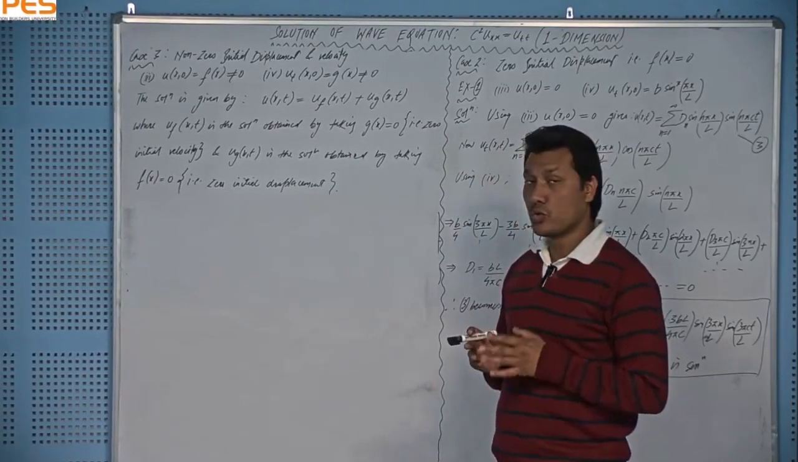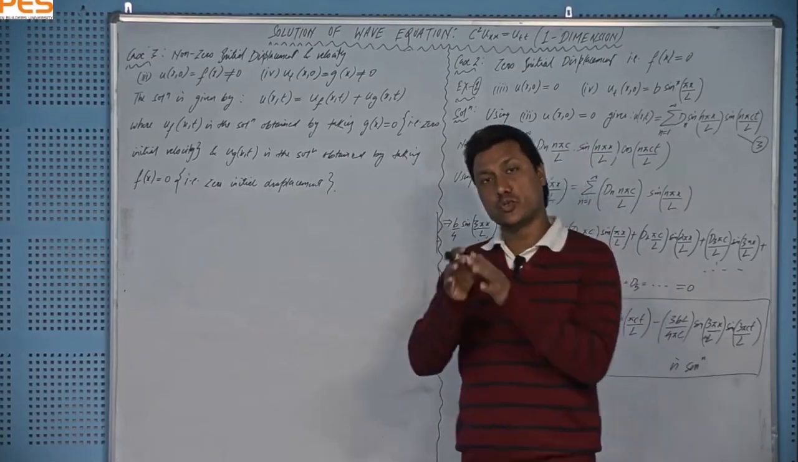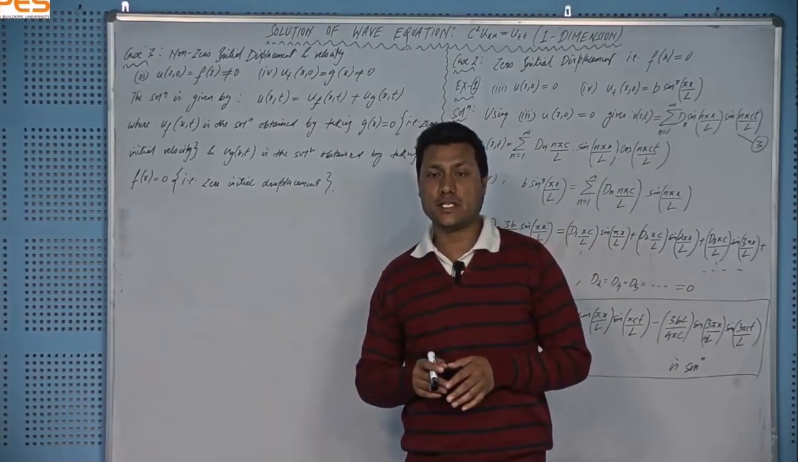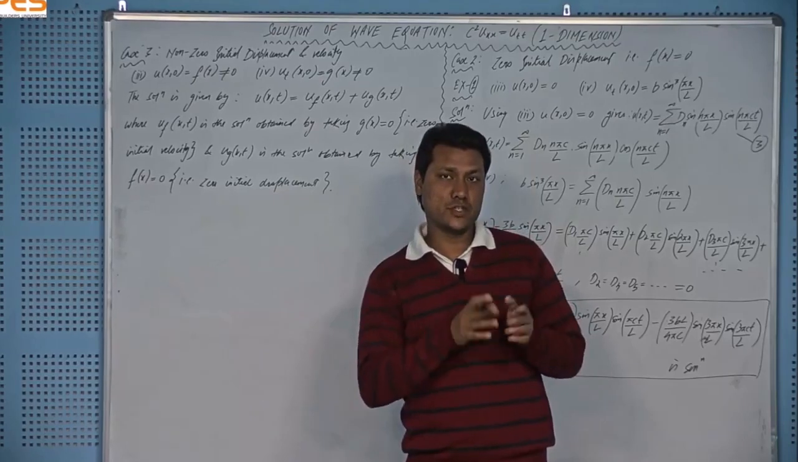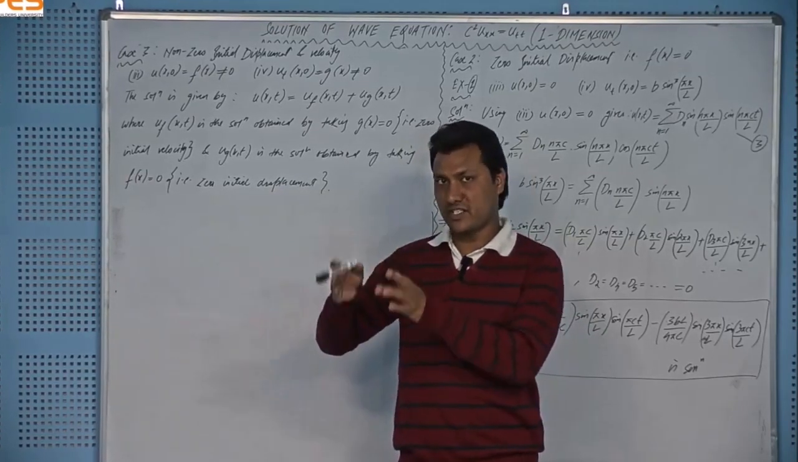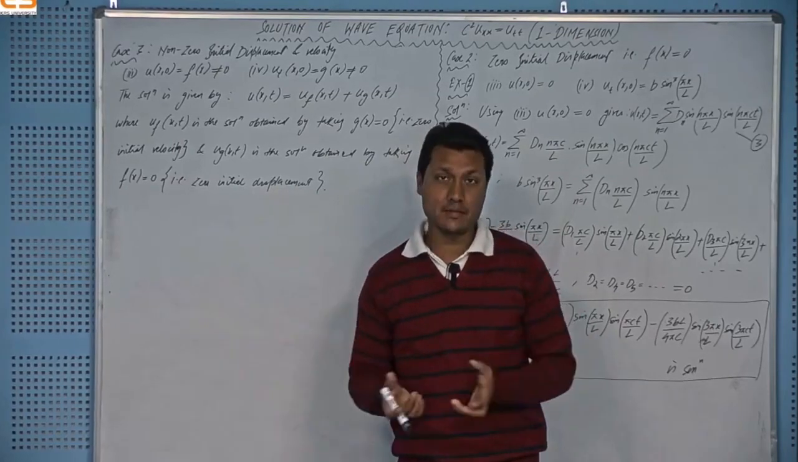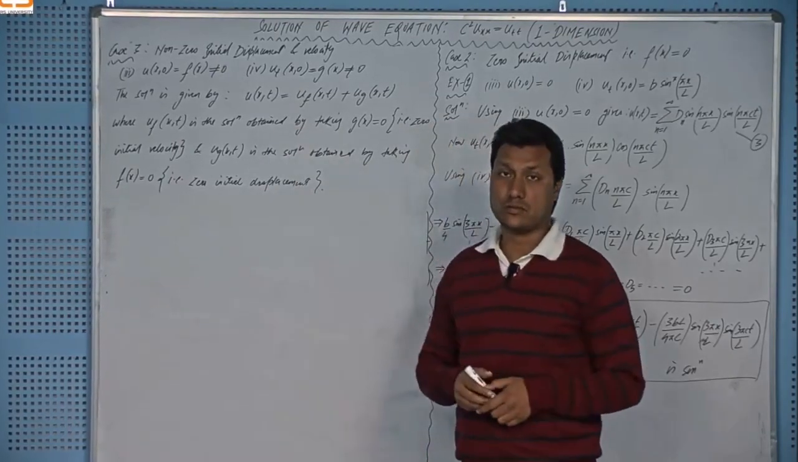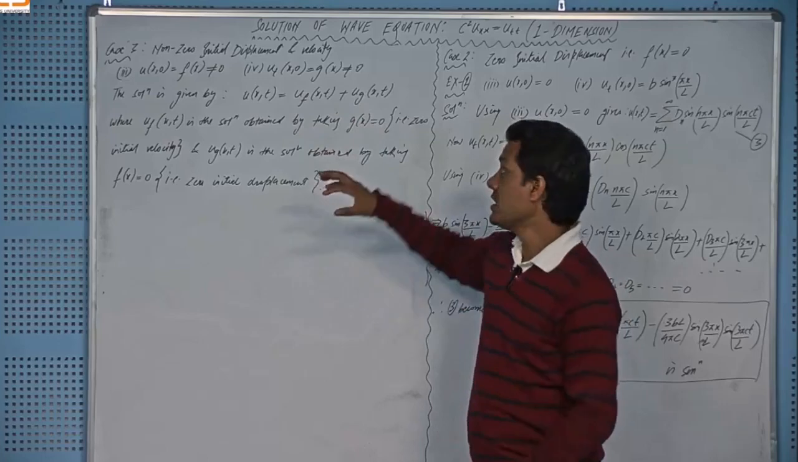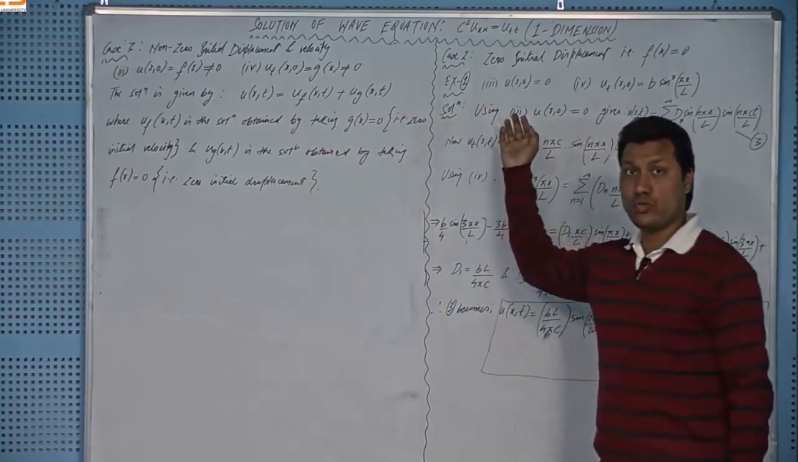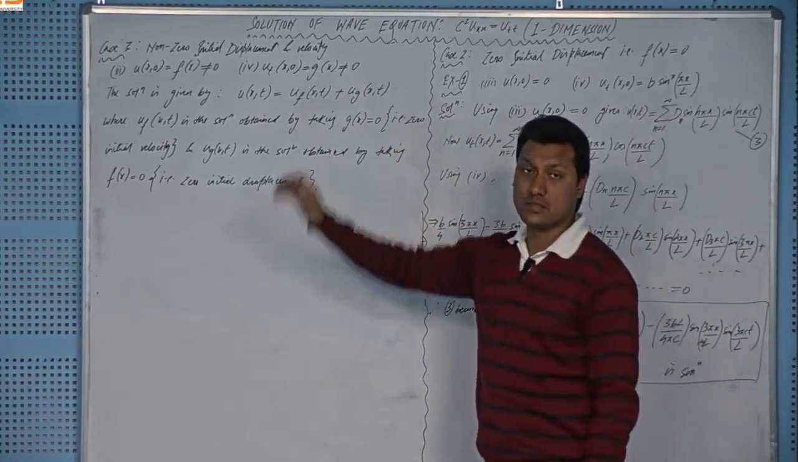Means you have to find the solution by splitting the problem into two parts, right? For the first part you have to take g(x) is equal to 0, and for the second part you have to take f(x) is equal to 0. You will find the solutions for these two parts separately, and then you will add them. That will be the complete solution. So this is the idea, right? Means case number 1 and case number 2 will be the foundation to understand this case number 3, right?